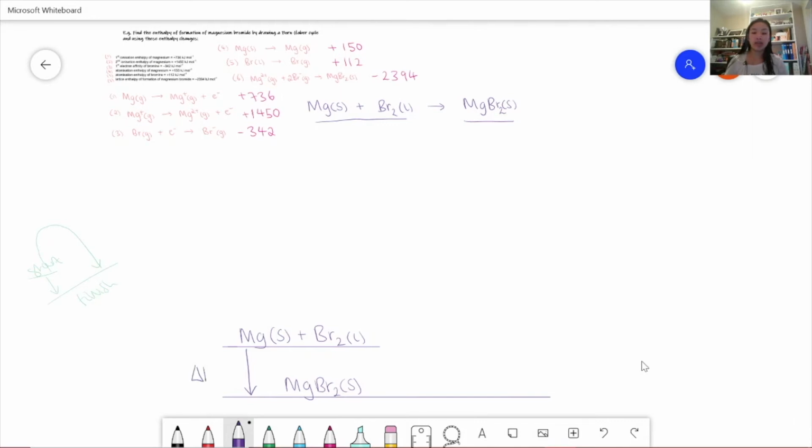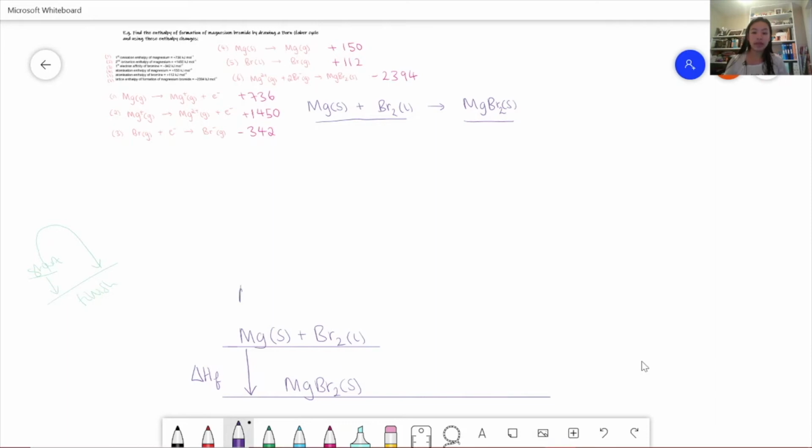So I'm going to call that delta H of formation. And then I draw the next level. It's up to you what reaction you choose to do next, but I quite like to atomize things first. So I'm going to use equation number 4 to atomize magnesium to magnesium gas.